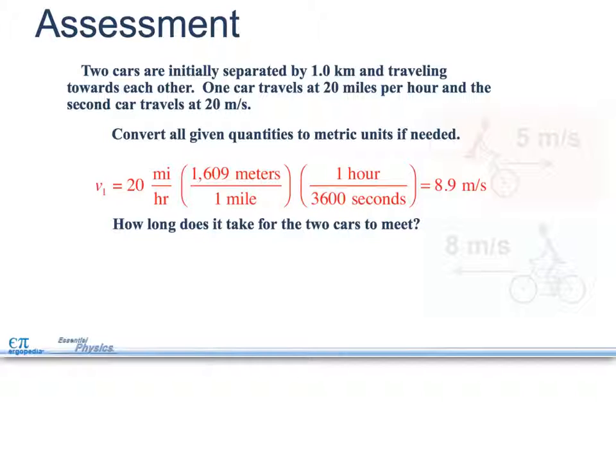So converting all the quantities to metric units, a mile cancels here, hours cancel here, so 30 times 1,609 divided by 3,600 gave me this in meters per second.